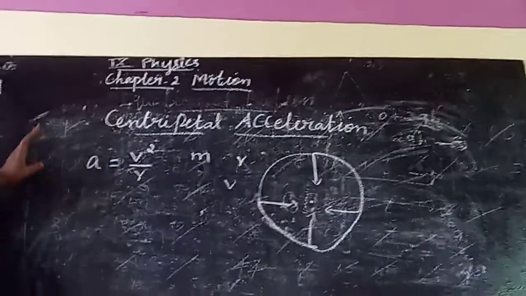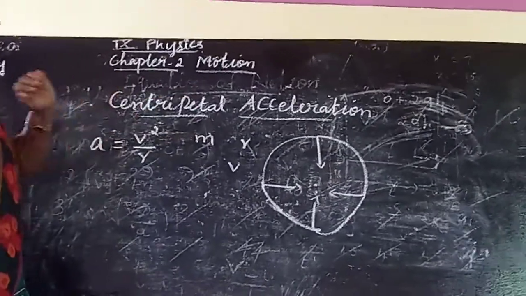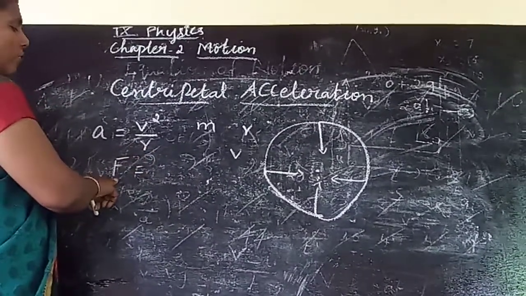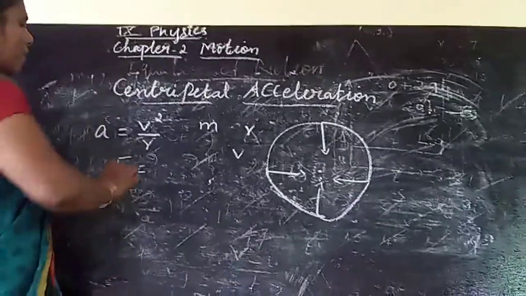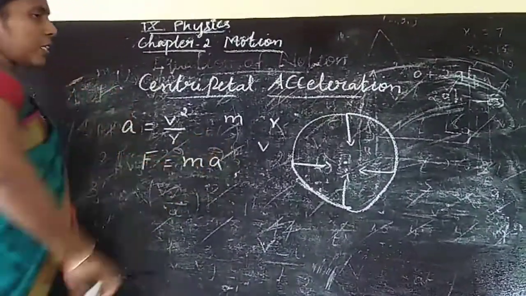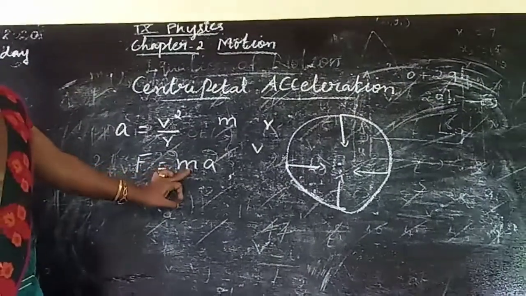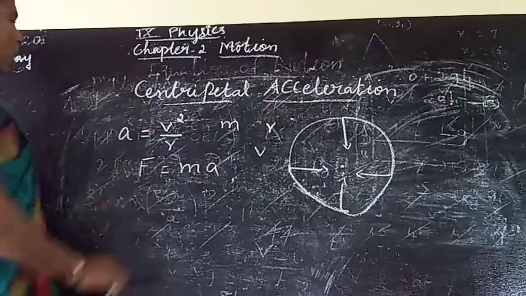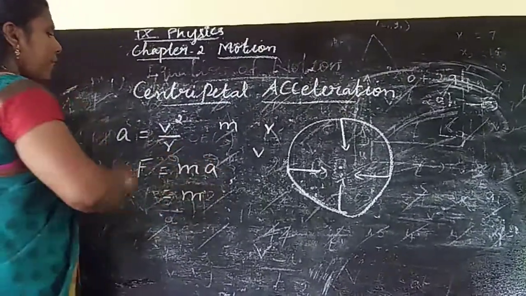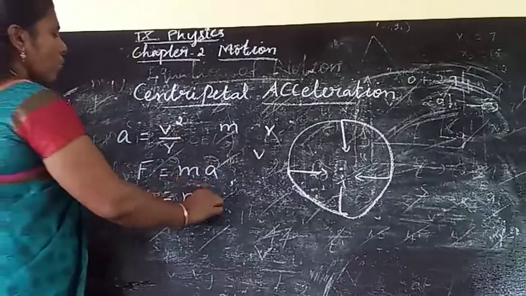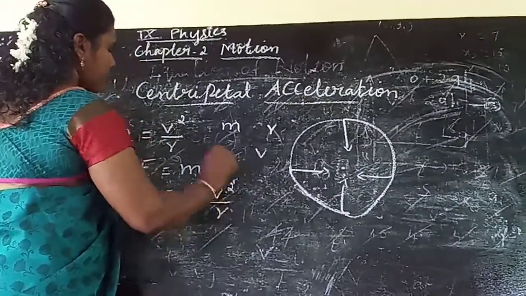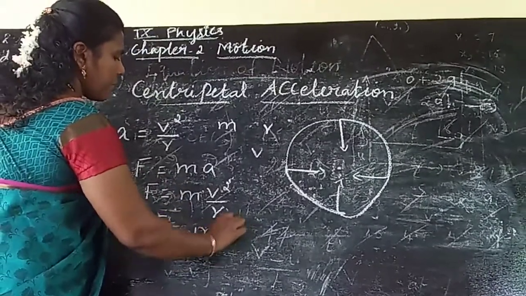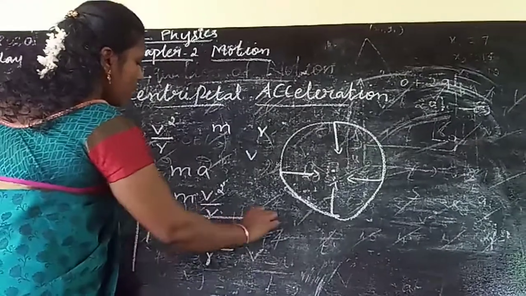What does r mean? Radius. Now we want to learn centripetal force. We denote force by the letter F. In the first class we learned F equals ma. So force equals mass into acceleration. Here the acceleration is the centripetal acceleration. So here m, and what is the value of a? Already we have written v square divided by r. So F equals m v square by r. This is the formula for centripetal force.